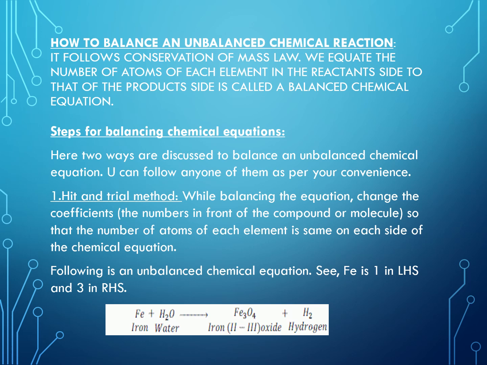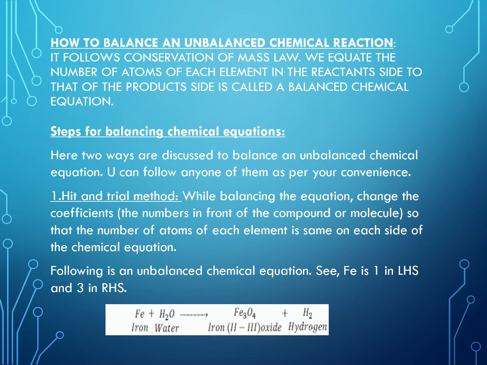We will study here two methods to balance a chemical equation. One is by hit and trial method and another one is the shortcut technique. Now let us start with the hit and trial method.